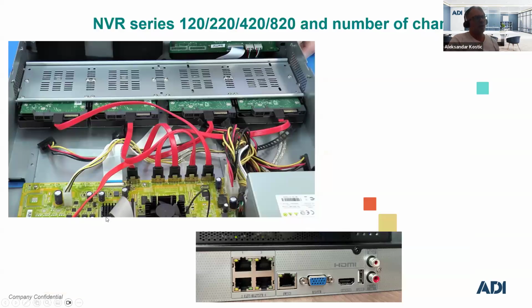Okay, furthermore, when we speak about NVRs, I already mentioned that we have a standard NVR series, ending with 0, 120, 220, 420, and we have new generation NVRs ending with 1, 221, which have double the bandwidth and are therefore able to support more cameras with high video resolution. That is related to the bandwidth estimation.